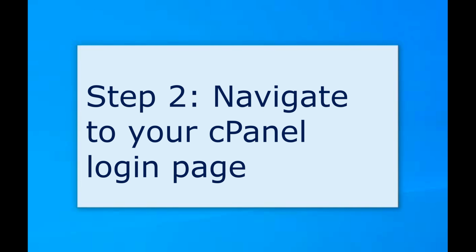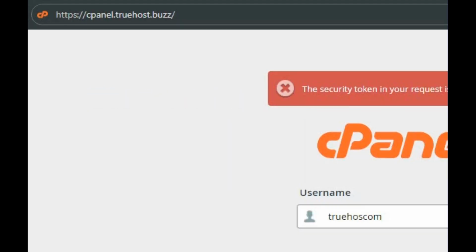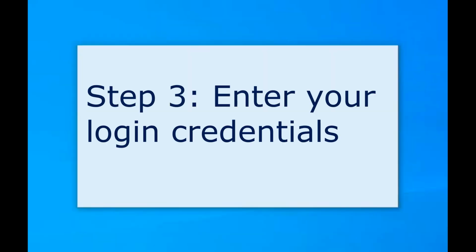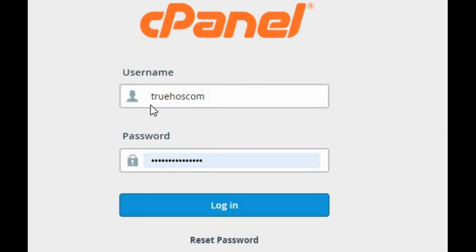Step 2. Navigate to your cPanel login page. Most web hosting providers will provide you with a specific URL to access your cPanel account, like https://example.com/cPanel or https://cPanel.example.com. Step 3. Enter your login credentials. On the cPanel login page, enter your username and password, then click the Login button.